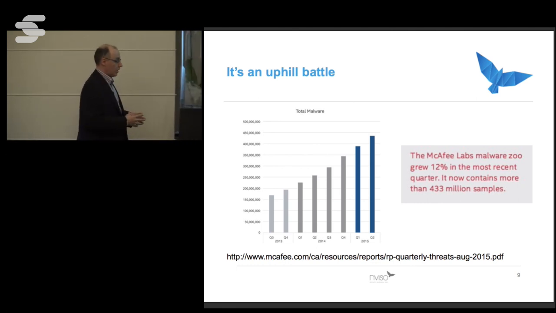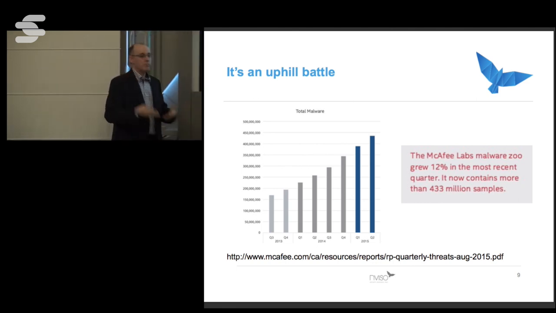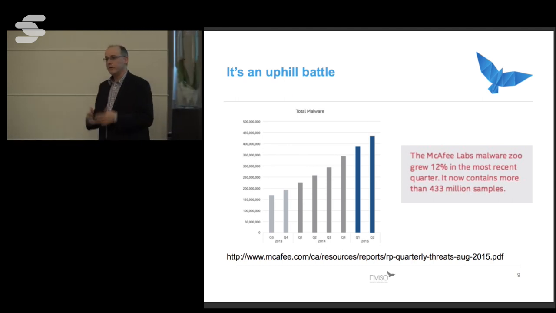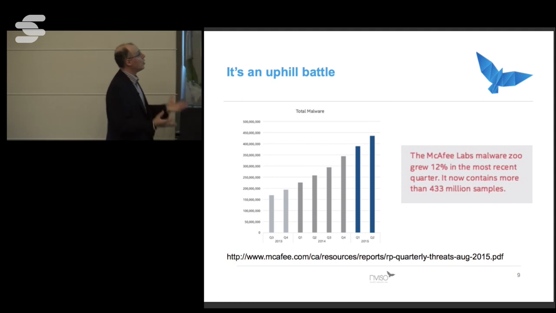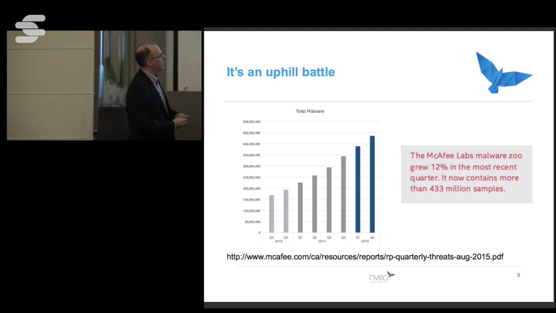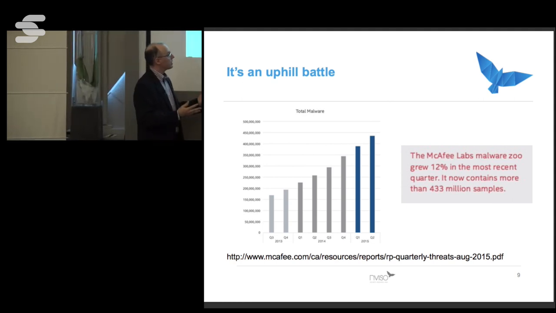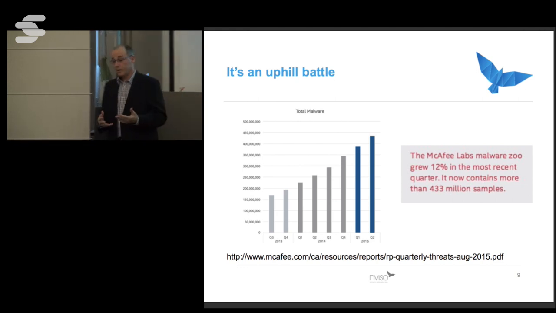So knowing, for example, CryptoLocker. Maybe you've heard about CryptoLocker. CryptoLocker is a family of ransomware. Just also to know all the different malware samples, malware sample families, is impossible.